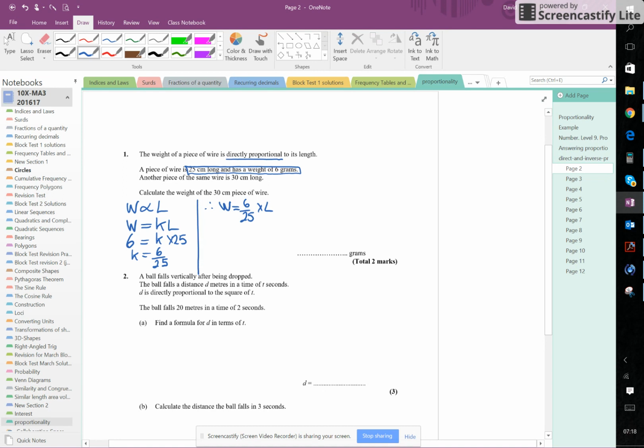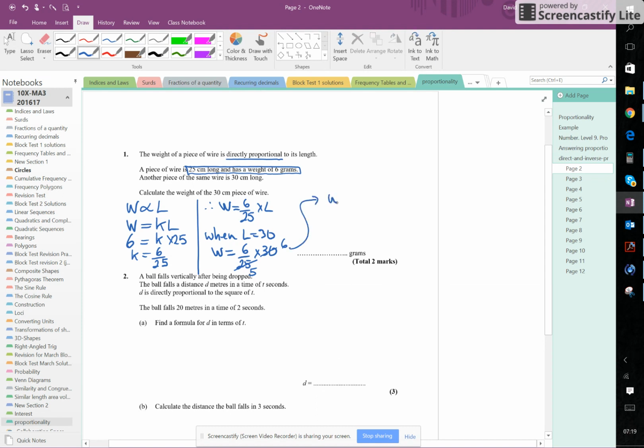And then the last bit is to use this equation that we find to answer other questions. It says another piece of the same wire is 30 centimeters long. Calculate the weight of the 30 centimeter wire. So the length now is 30. So when L equals 30, W, using this equation here, is 6/25 times 30, and then we can cancel down a little bit. 5 into 25 goes 5, 5 into 30 goes 6.